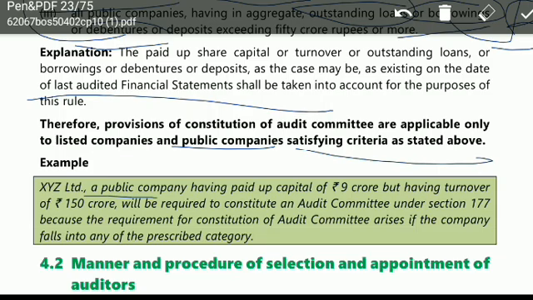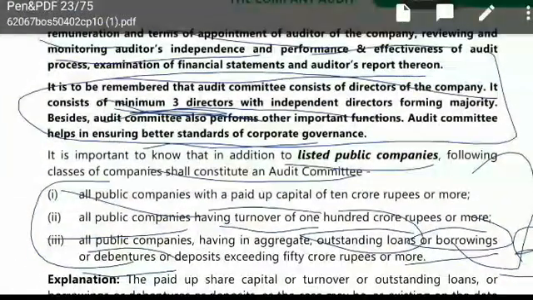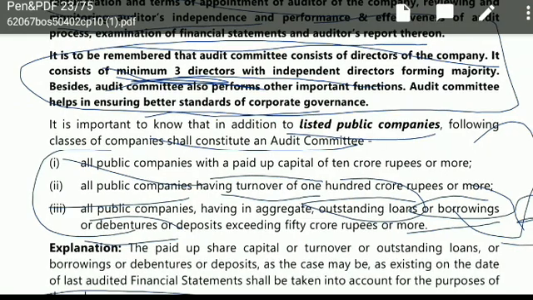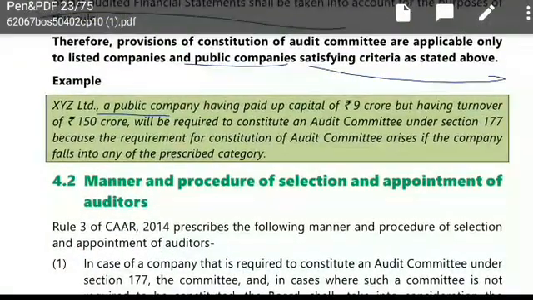But between the conditions, is it 'and' or 'or'? It is 'or'. It is not compulsory that all the three conditions should be satisfied. If even one condition is satisfied, then the company will have to form an audit committee. So if the first condition is not being satisfied, then we will move to the other condition. They are saying that their turnover is 150 crores. Now their turnover has exceeded 100 crores. That is why they have to form an audit committee, right?